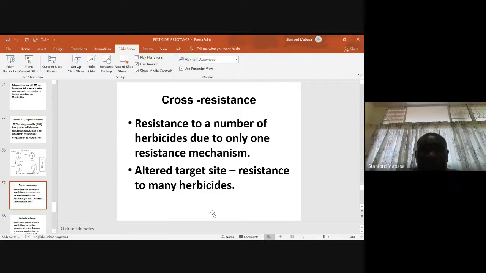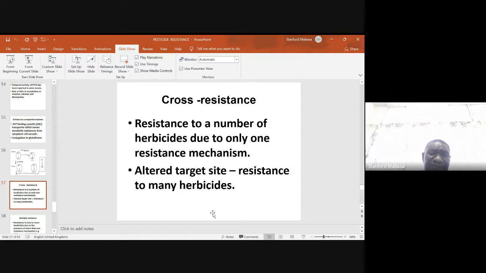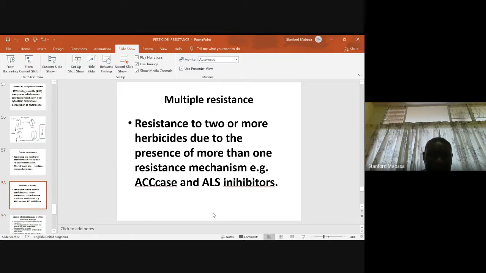There's also what is known as cross resistance. Resistance to a number of herbicides due to only one resistance mechanism. You can have altered target site, and then this can give resistance to many herbicides. Multiple resistance. You've got resistance to two or more herbicides due to the presence of more than one resistance mechanism. For example, ACCase and ALS inhibitors.